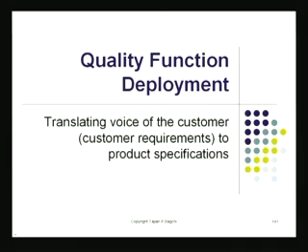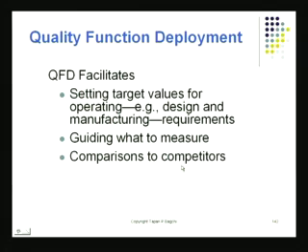The first one is going to be QFD, Quality Function Deployment, which you see on the screen. It's a Japanese technique that has also been called the House of Quality, and it's a way to translate the voice of the customer. What is it that the customer wants? How does he express his requirements as product specifications, products that we would like to produce and offer to the same customer? QFD facilitates, what does it facilitate? It helps us set the target values for the operating and design of finished products and requirements.